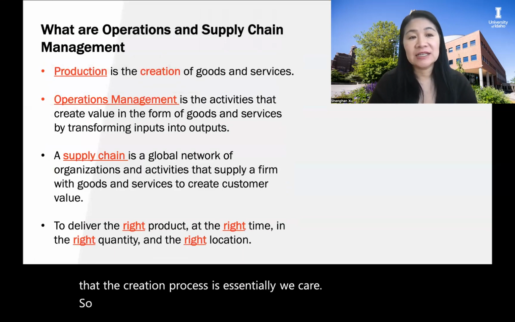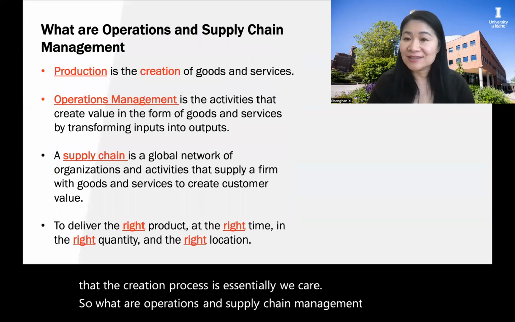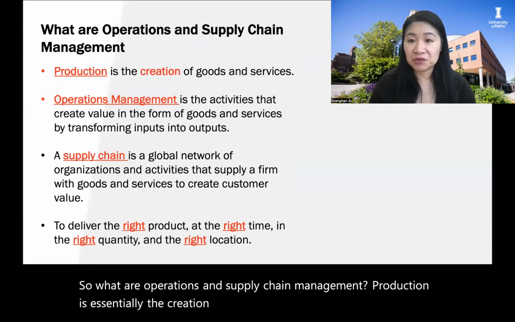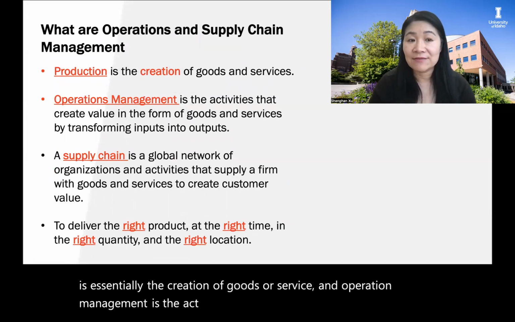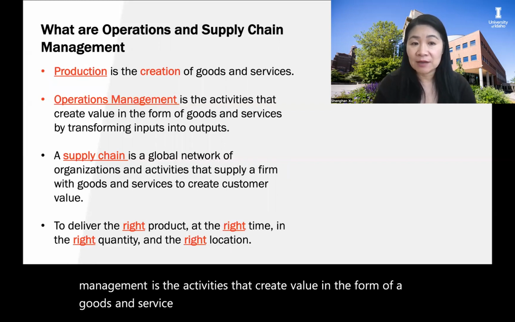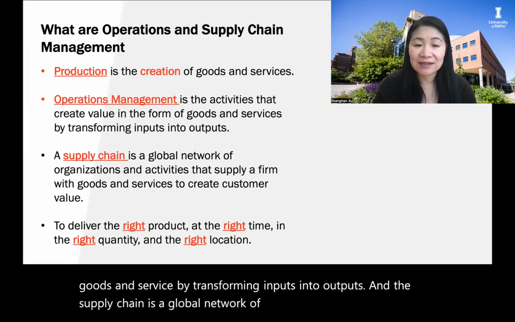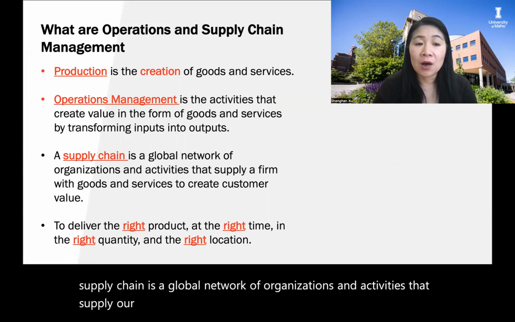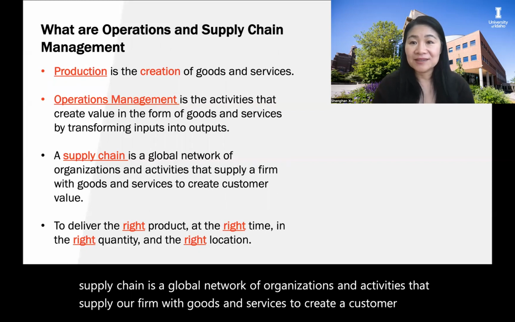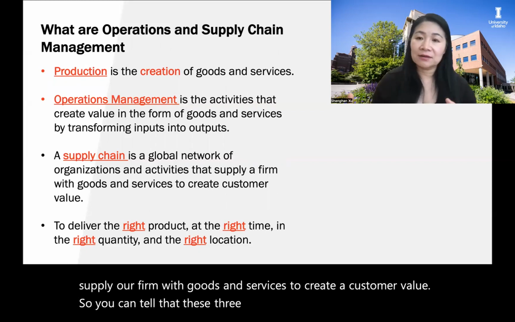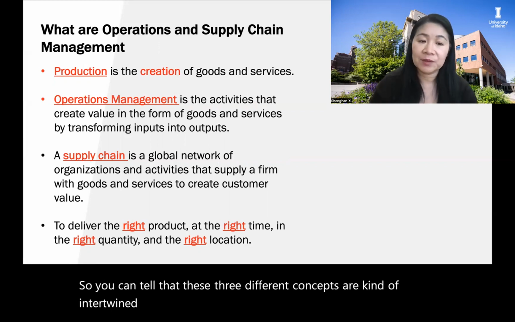So what are operation and supply chain management? Production is essentially the creation of goods or services. And operation management is the activities that create value in the form of goods and services by transforming inputs into outputs, okay? And the supply chain is a global network of organizations and activities that supply a firm with goods and services to create customer value. So you can tell that these three different concepts are closely intertwined, right?